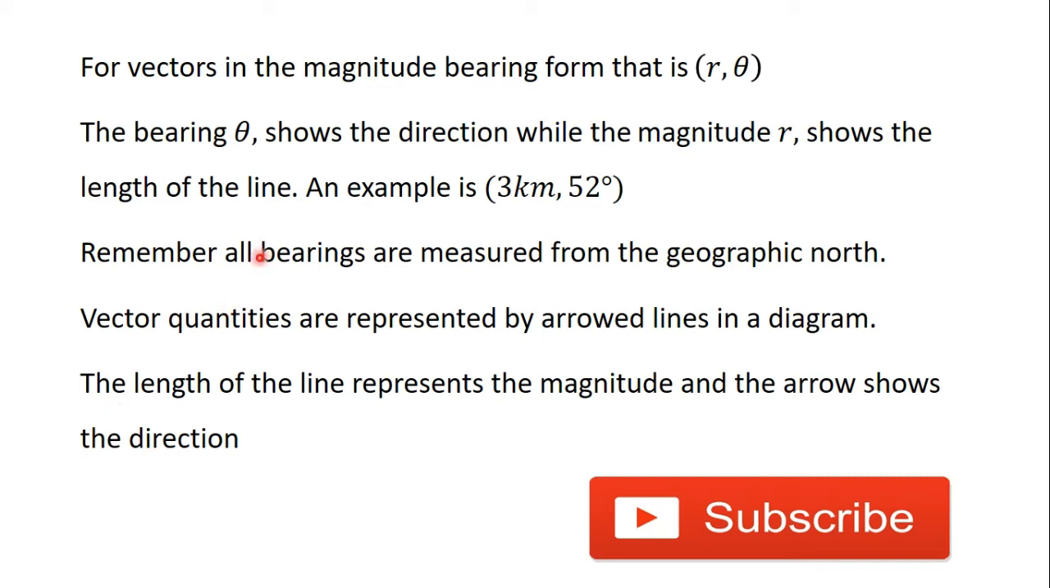Remember that when you are drawing bearings, all bearings are measured from the geographic north. Vector quantities are represented by arrow diagrams. So the lines that you will be drawing will be arrowed lines. The length of the line represents the magnitude of the vector, and the direction of the arrow shows the direction of the vector.